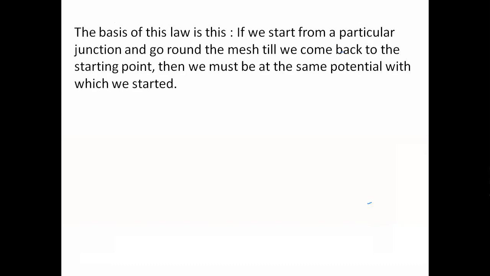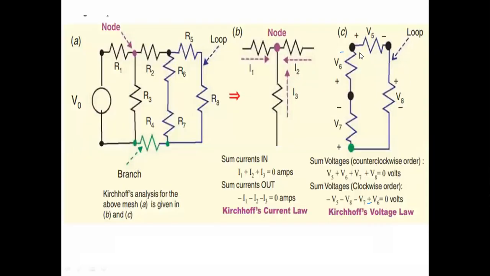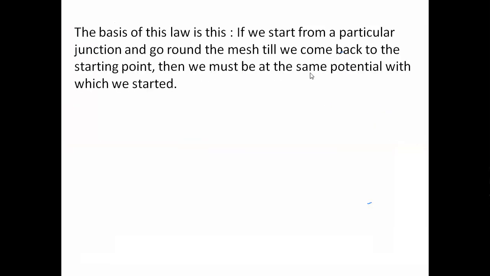The first one is you have to start from any particular junction and go around the mesh till we come back to the starting point. That is important. In the previous loop, we started from here in the clockwise direction. Again, we have to reach that particular point. Until that point, we have to note down the voltage values. Then we must be at the same potential with which we started.